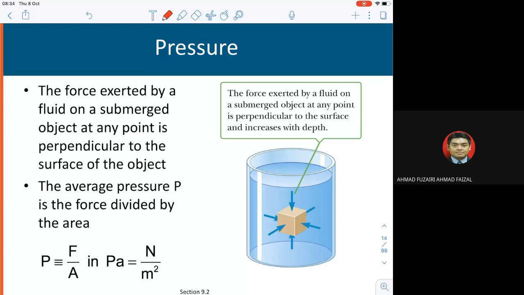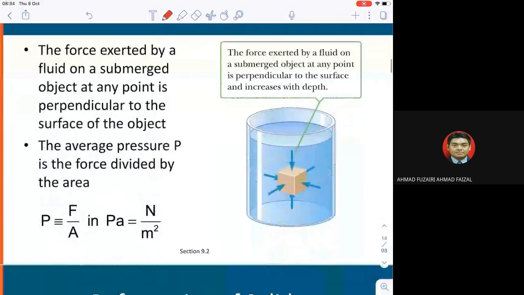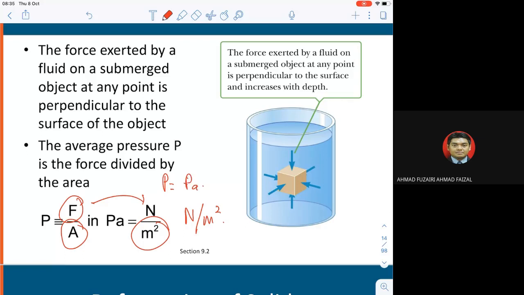So what is pressure? Force per unit area. That gives you Newton per meter squared. Newton per meter squared is the pressure, and sometimes the unit is known as the pascal. The unit for pressure is the pascal, Pa, or Newton per meter squared.